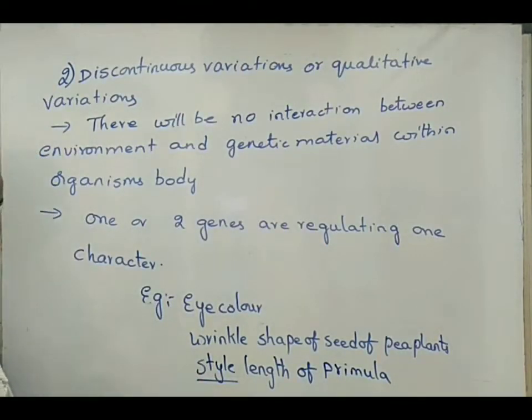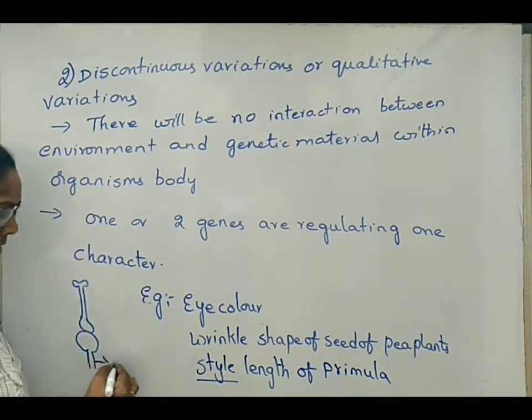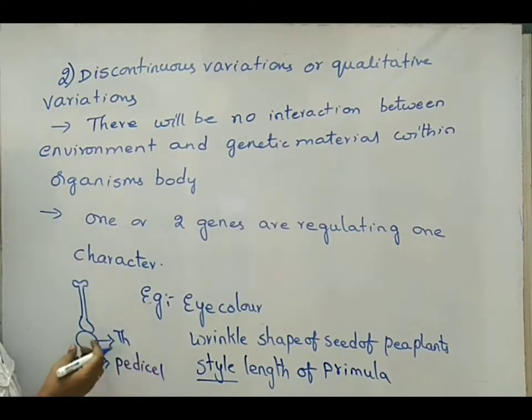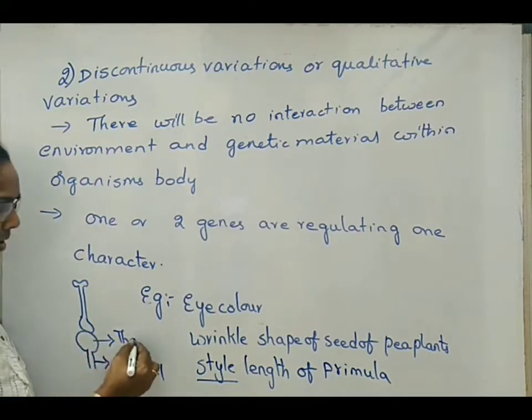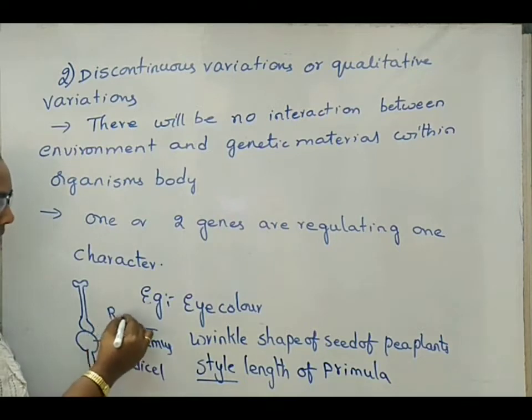Suppose this is the pedicel and this is the thalamus or the receptacle. Now here if this is the ovary, the stalk-like structure which is present above the ovary is called style and the terminal part is called stigma. So the stalk of a flower is called pedicel. The structure which is present just above the pedicel is called thalamus. This is also called receptacle.